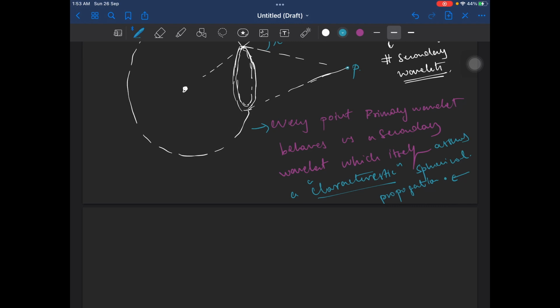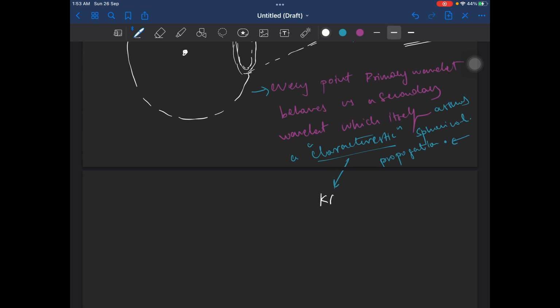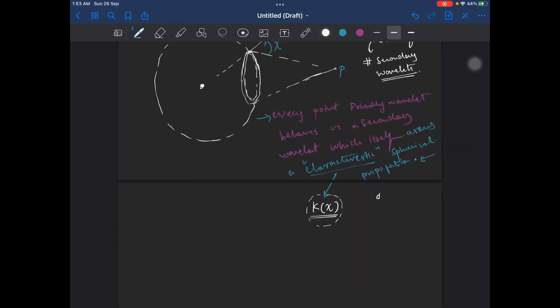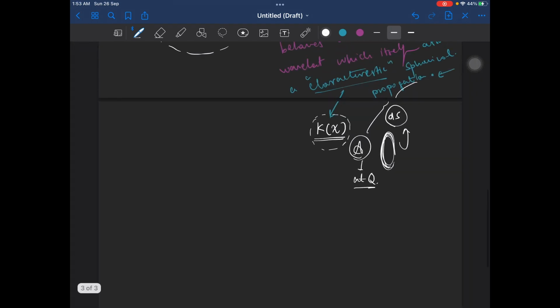What does this characteristic mean? Characteristic means this is chi, and mainly this, because ds is obvious, because there is an area of secondary wavelets. We shall multiply it with it. So that is an essential factor. And amplitude forms the basis of spherical propagation. The amplitude at that point, at Q. Okay, this was just the basic.